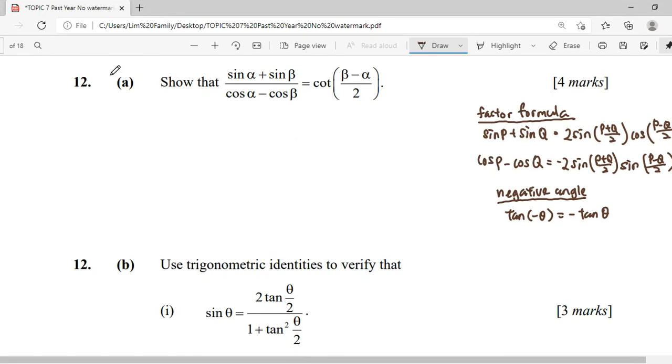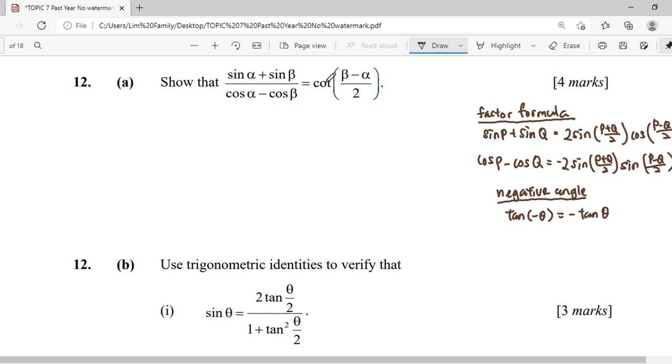So look at question number 12 for part A. They ask us to show this: sine alpha plus sine beta over cos alpha minus cos beta equals cotangent of beta minus alpha over 2. So from here we can see if we have sine plus sine, it will involve our factor formula. Cos minus cos also factor formula. So we have to work from the question until we get this answer.